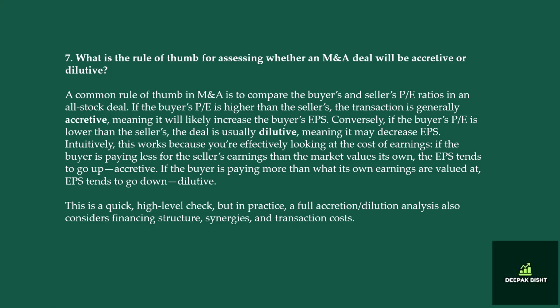If you compare the price to earnings, if the buyer's price to earnings is greater than the seller's price to earnings, it's accretive. If the buyer's price to earnings is less than the seller's, it's dilutive. We have discussed this previously also. The intuitive way to think about it is to imagine you are buying earnings. If you are paying less than the market valuation for your own earnings, you are getting a good deal, boosting your EPS. If you pay more than what the earnings are worth, EPS will likely drop.